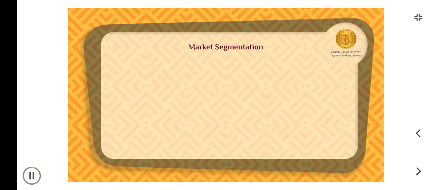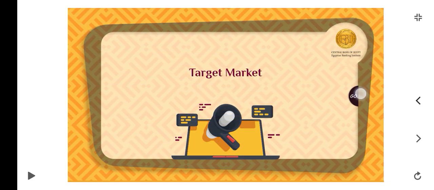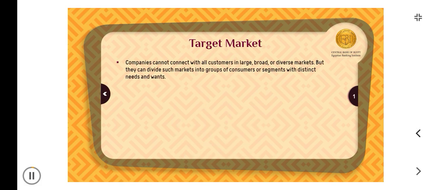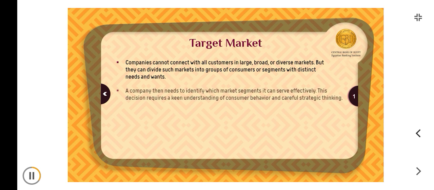Market segmentation. The target market. Companies definitely cannot connect with all customers in large, broad, or diverse markets, but they can divide such markets into groups of customers or segments with distinct needs and wants. Companies need to identify which market segments they can serve effectively for such a decision.